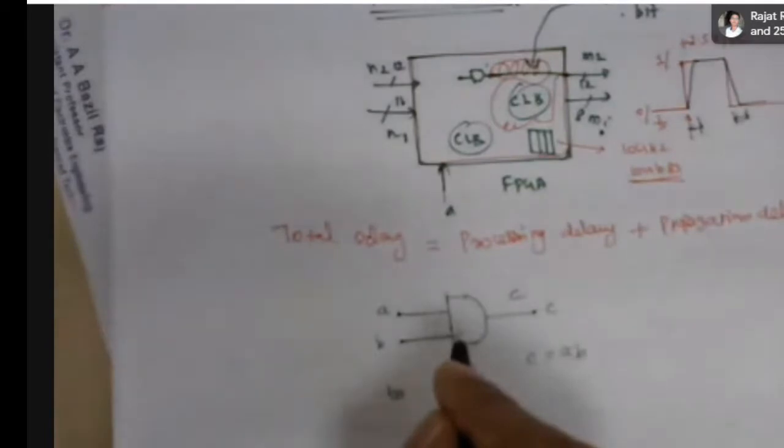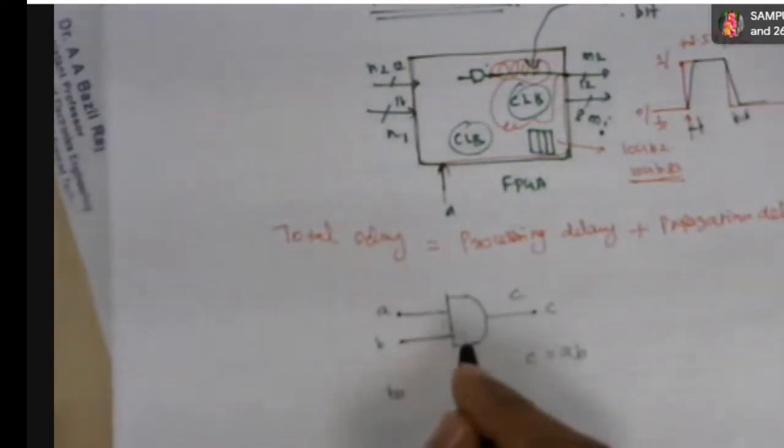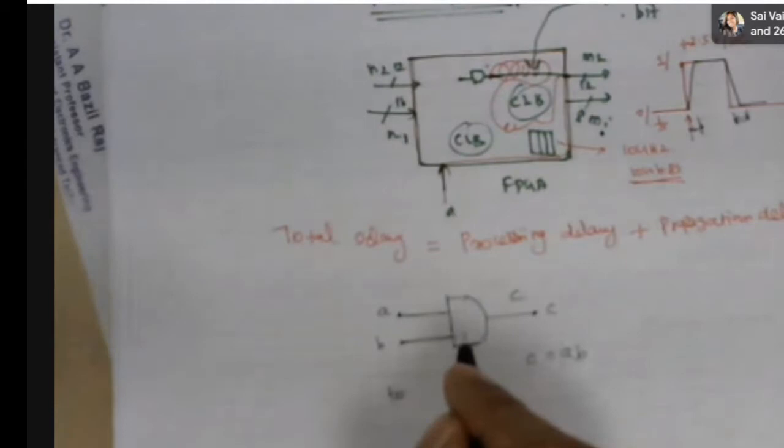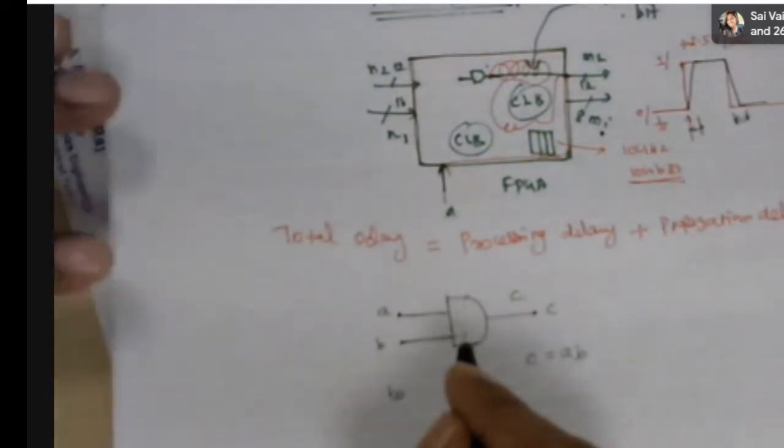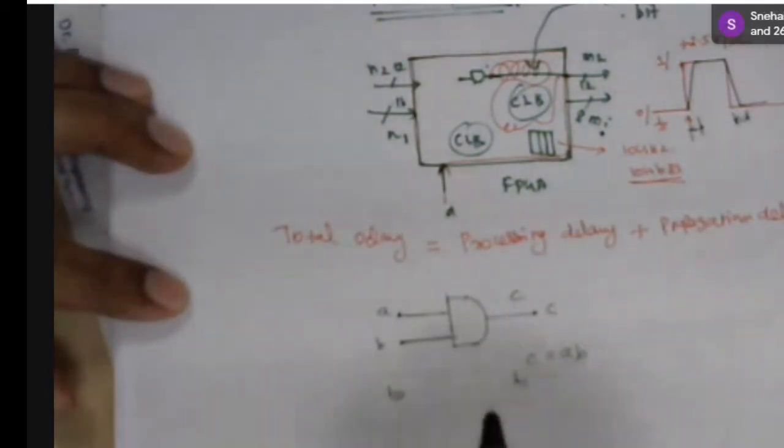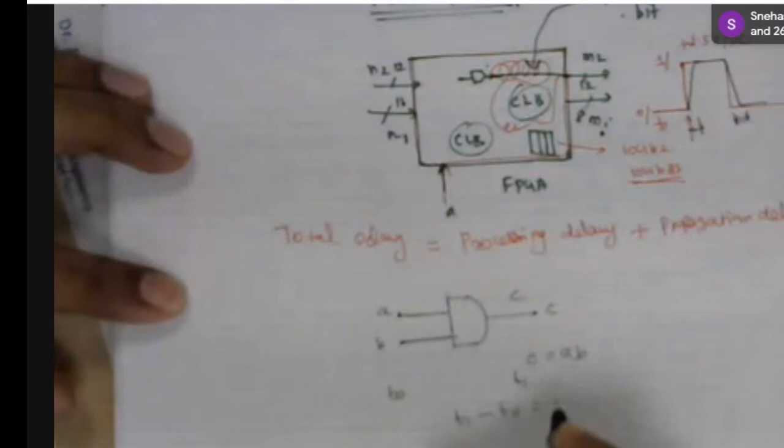A gate is not a single device. It consists of some basic elements. Diodes are there, sometimes transistors are there. Each and every device will require some time for its internal processing. So the output will be available here at T1. T1 minus T0 is delta T, and reducing the delta T is the technology. But there is some time delay. That time is called the processing delay.